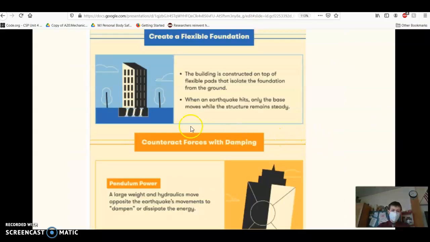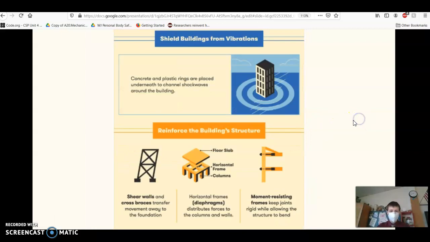So one thing you can do is separate your foundation from the ground by having some kind of moving foundation underneath that's flexible and allows your building to bend with the waves rather than having to sway the walls, which would be, of course, usually very destructive. You can have a large counterweight at the top of your building, and as the building sways, the counterweight will swing the opposite direction, preventing as much of the force from damaging the building. You can create essentially a shield around your building using concrete and plastic, and the idea is the vibrations will have an easier time traveling through these more rigid materials, and therefore avoid the building mostly.